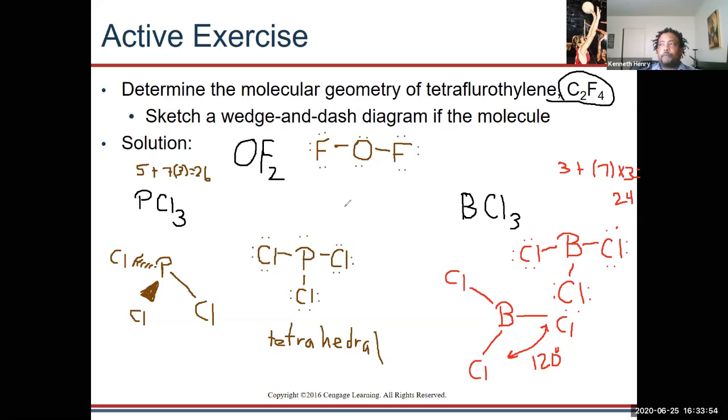So electron pair geometry, EP, is going to be what? Tetrahedral. Is that 180? So this guy's going to be tetrahedral, right? This EP is going to be tetrahedral. So what is its molecular geometry going to be?